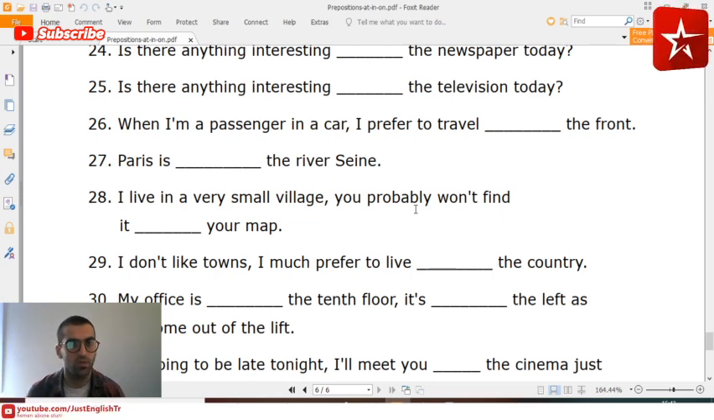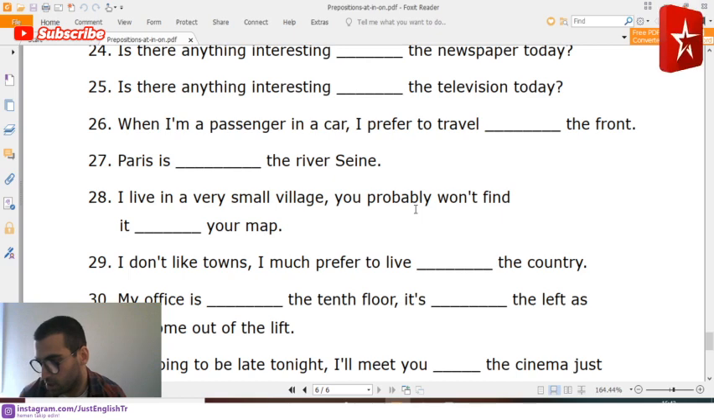Great. And 29, I don't like towns. I much prefer to live. 29. 28 was on. Okay, 29. 29, I don't like towns. I much prefer to live in the country. Sıla, thank you. Thanks so much, Elif. Sıla, your answers are correct. In the country. Yes. Yes, also Mehmet answered correctly. And Dilek also. Yes, in the country is a correct answer.